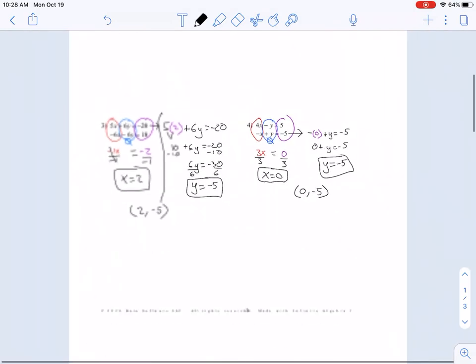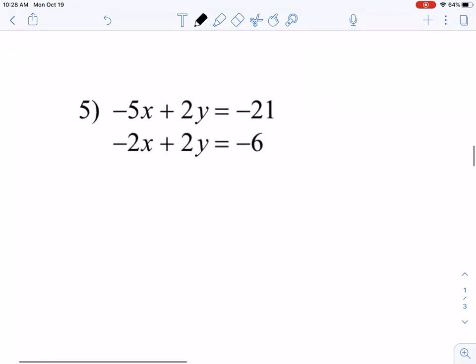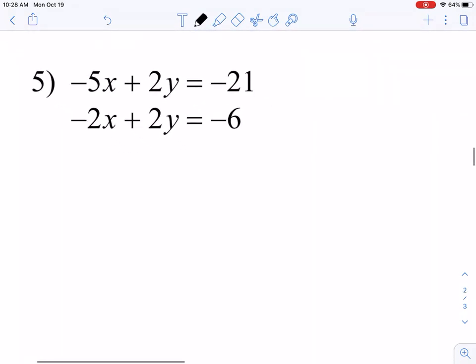All right, let's take a look at our next set here. For these ones, we are looking for elimination potential. So it looks like in this one our y's can eliminate, but in order for that to happen, we need to change the sign in either equation, really. We've been changing just the bottom equation for the most part, but we could totally change the sign in the top as well.